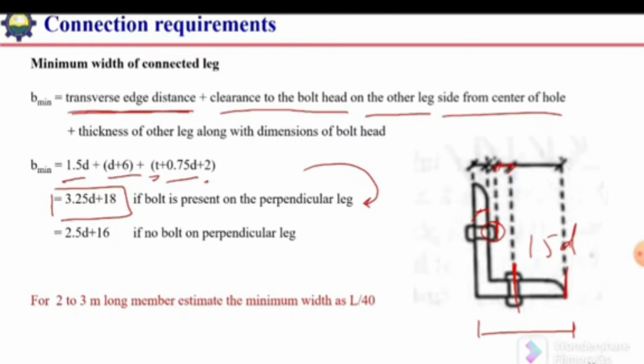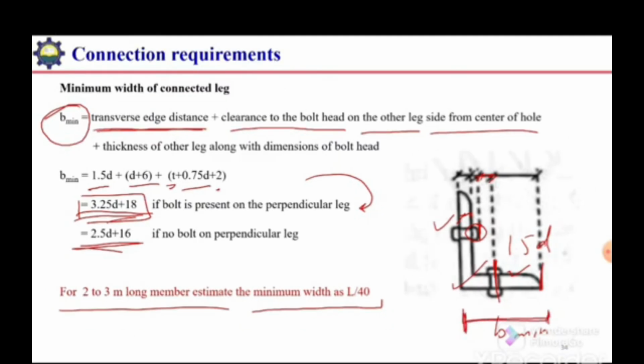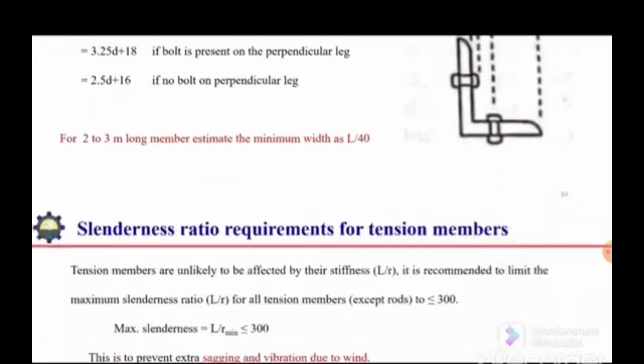So this is the case when the bolts are present on both the legs. In that case we will consider this expression, and if the bolt is only on one leg, then we can consider this expression. So by using these two expressions we can calculate the minimum dimension of the connected leg, B minimum. Okay, for 2 or 3 meter long members, we can estimate this width of the connected member by L over 40. So L is the span of the member divided by 40. It will give us the minimum dimension that needs to be connected with the other.